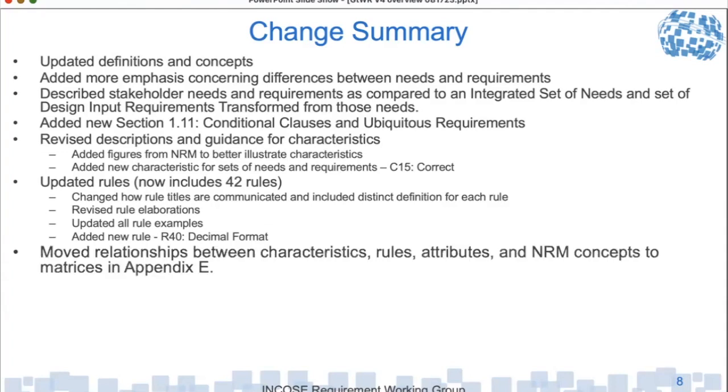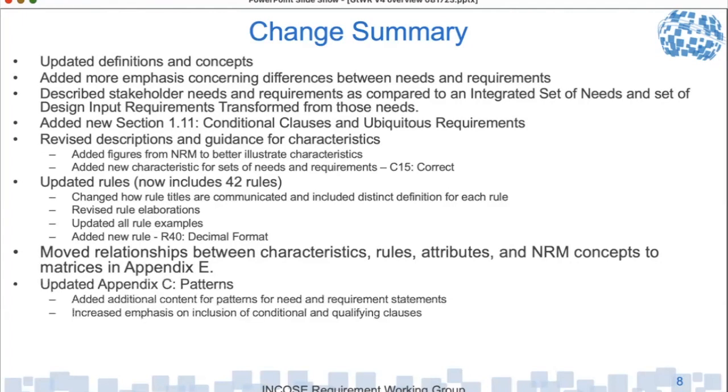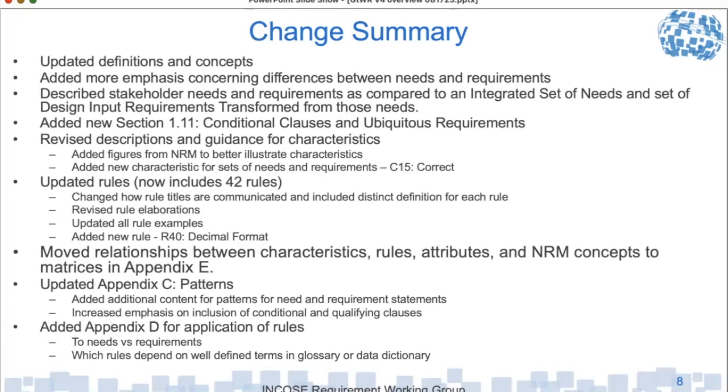Before, for both the characteristics and rules, we had a table that showed the relationship between the characteristics and rules. There was a suggestion in IW that we put those in a matrix. And so we've moved all those relationships into the matrices, and so they're not included with each individual description of the characteristics or rules. Appendix C was updated quite a bit concerning patterns and templates and increased the emphasis on inclusion of conditional qualifying clauses. And then we added a new Appendix D for applying the rules.